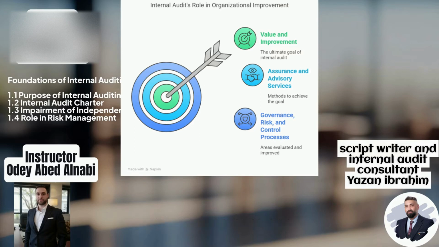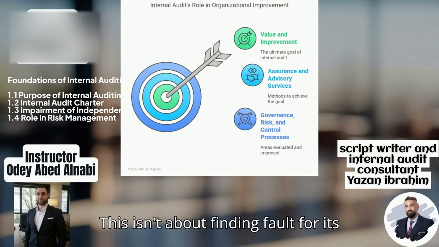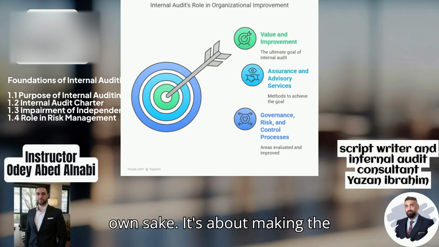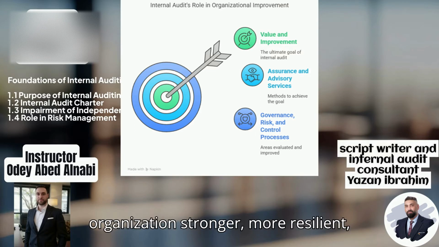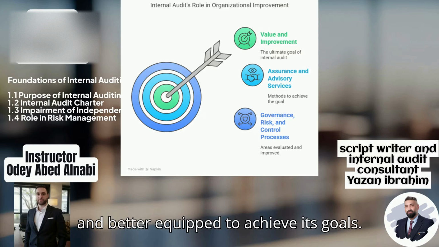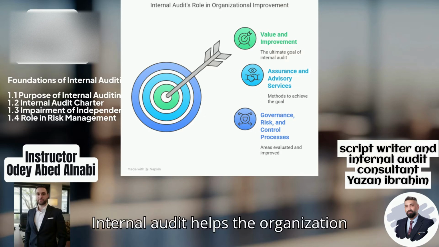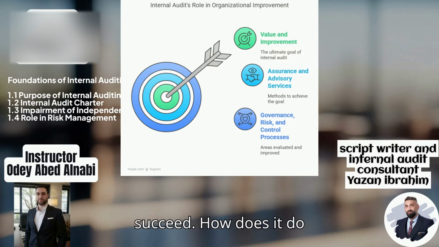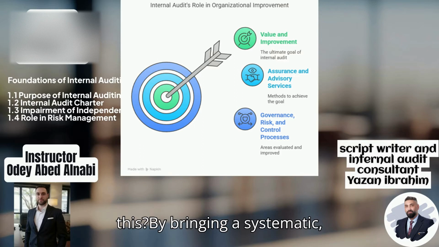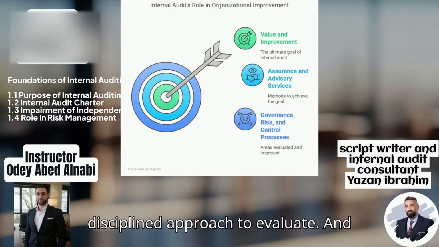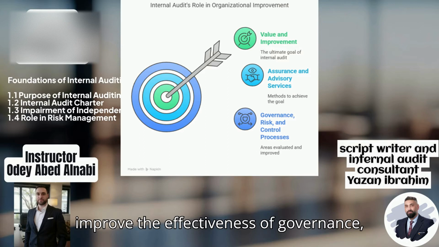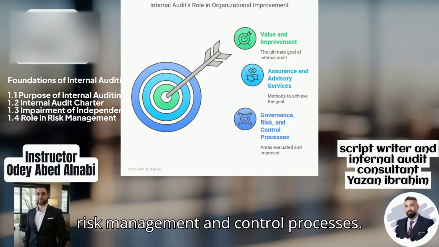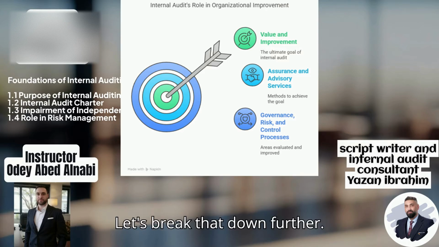The core goal: to add value and improve an organization's operations. This isn't about finding fault for its own sake. It's about making the organization stronger, more resilient, and better equipped to achieve its goals. Internal audit helps the organization succeed. How does it do this? By bringing a systematic, disciplined approach to evaluate and improve the effectiveness of governance, risk management, and control processes. Let's break that down further.